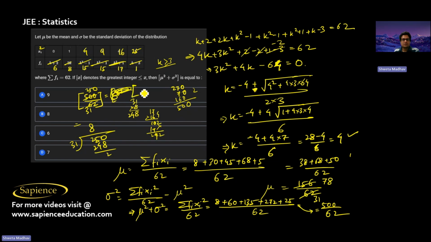This is bracket of 8 2 by 31. 8 2 by 31. So it means it is just more than 8 but less than 9. So the greatest integer will be 8. So 8 is the answer. So option B is the correct answer.